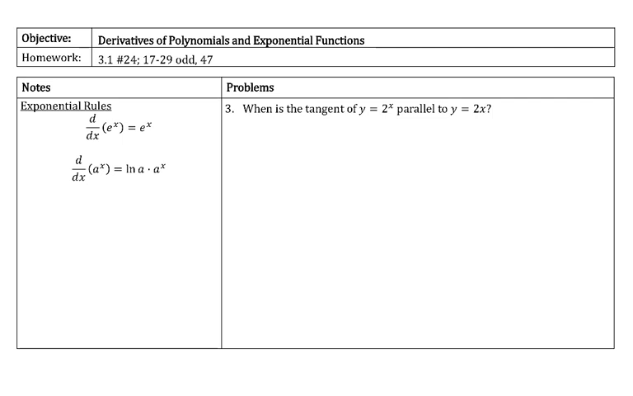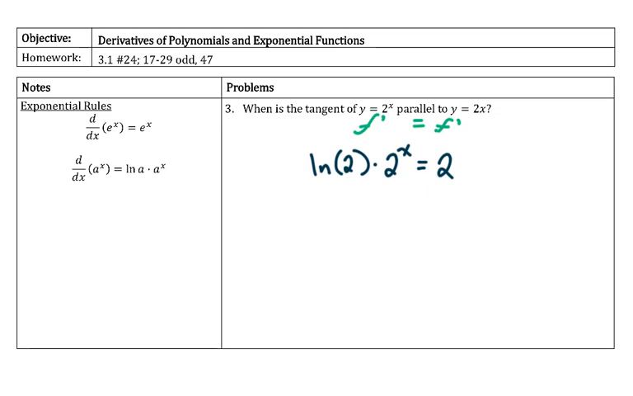So here it says, when is the tangent of y equals 2 to the x parallel to y is equal to 2x? So again, parallel means that they have the same slope. So that means the question is, when is the derivative of 2x here equal to the derivative of 2 to the x? Now the second one is a much easier derivative to take. That's just 2. Now, and here we're going to use our second formula with our base a. So that's going to be the ln of 2 times 2 to the x.